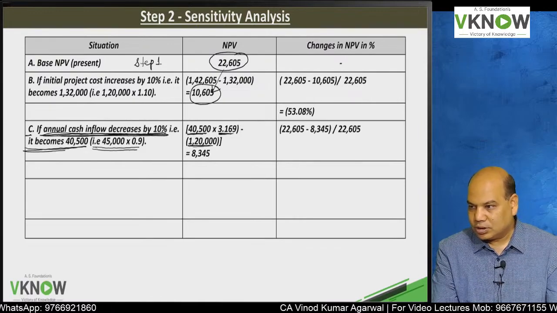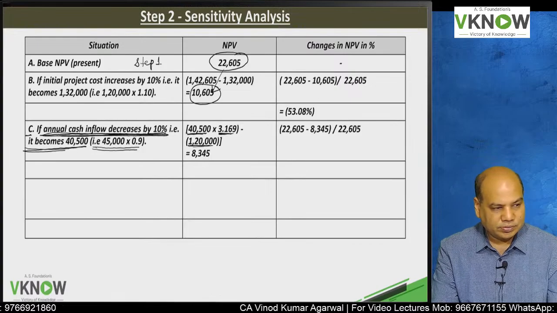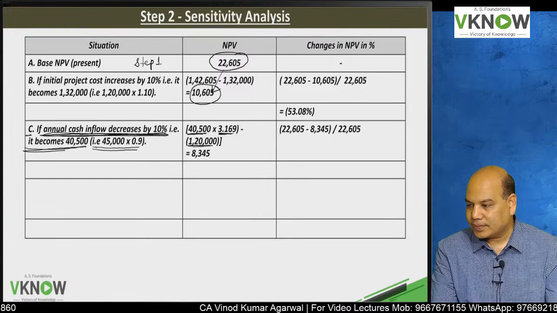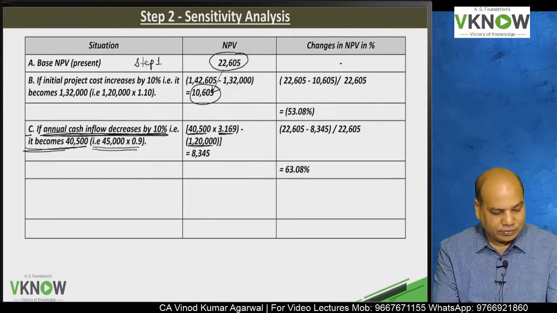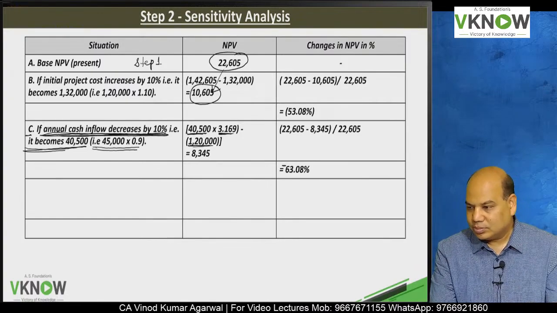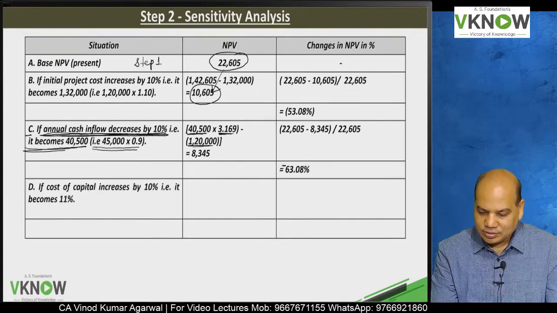The NPV is 8,345. Compute the percentage. Your answer will be, just check, minus 63.08%. Now write down the next one.